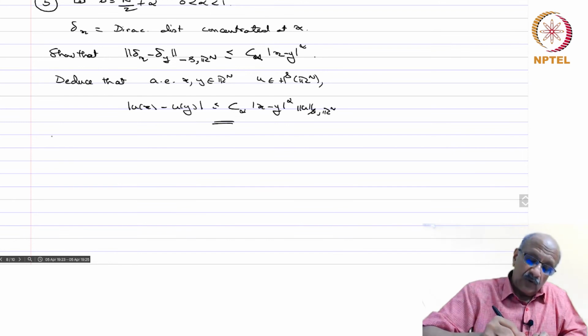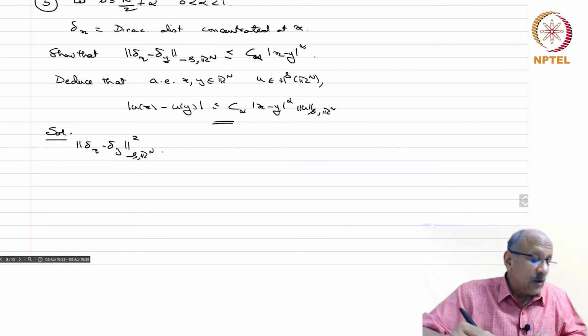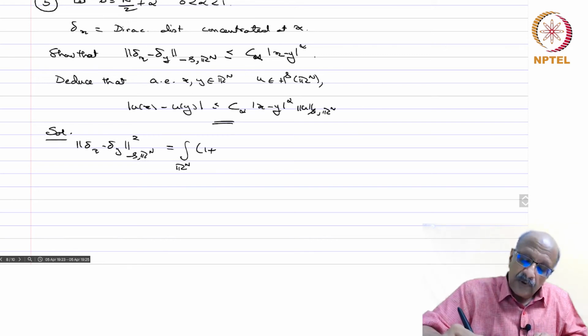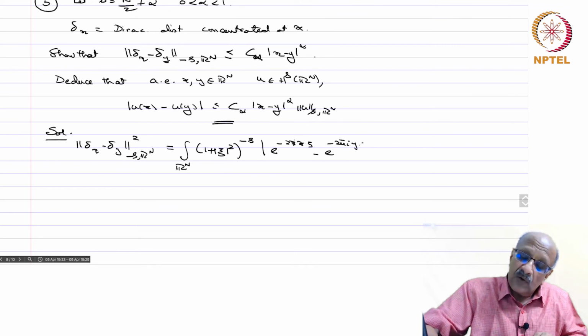Okay, so solution. You have the norm of delta_x minus delta_y in H^(-s)(Rn) whole squared is equal to the integral on Rn of (1 plus |xi|^2)^(-s) times |e^(-2 pi i x.xi) minus e^(-2 pi i y.xi)|^2 dxi.